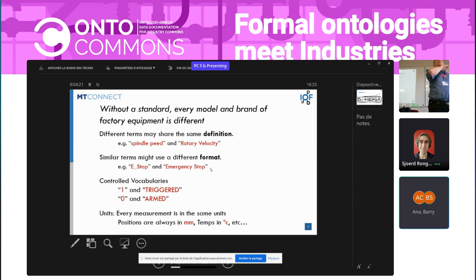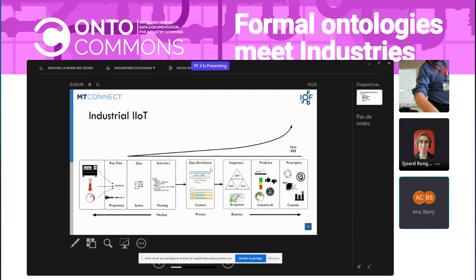We normalize all the vocabulary, all the states, all the units, and contextualize it within the components of the machine. We have a standard way of breaking down the machine into its components and its various capabilities, and then we can do reasoning on them. We can also give the specifications and various other aspects of the manufacturing equipment.